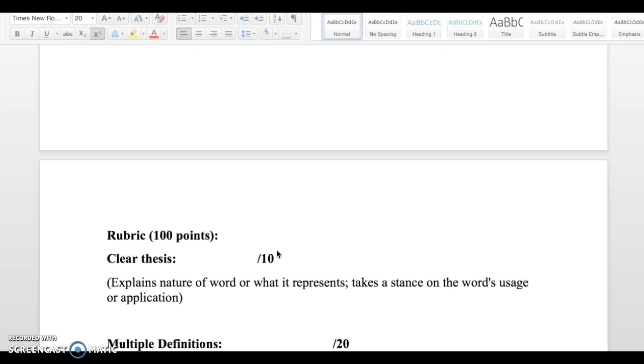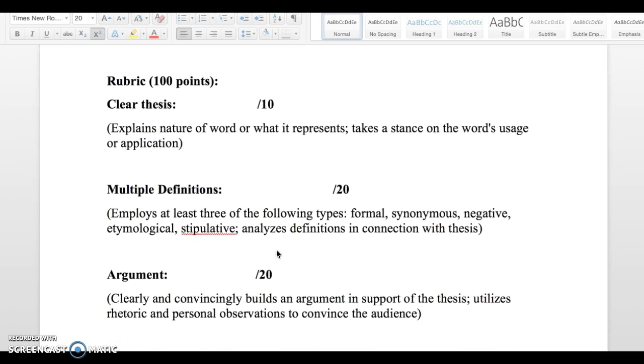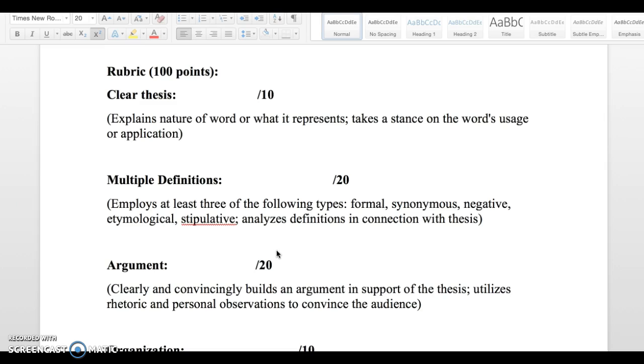One more thing to talk about, that's the rubric. It's sort of similar to what we've done in the past, but it's a little different because the topic's slightly different. You want to definitely have a clear thesis in your introduction. It should explain the nature of the word and take a stance on its usage or application. You want to have at least 3 definitions in your paper. So you'll read about those in the book this week, but you want to also analyze these definitions in connection with the thesis.